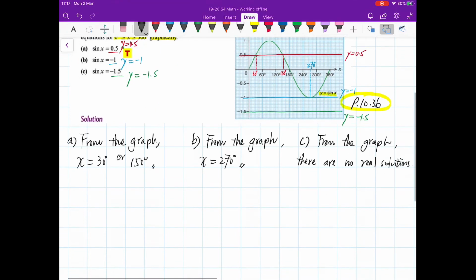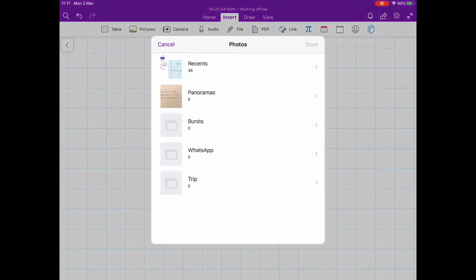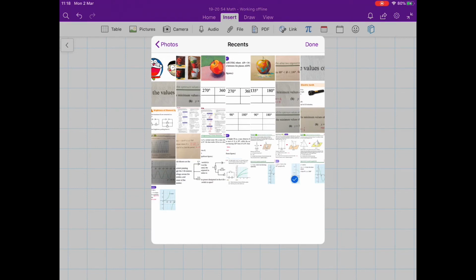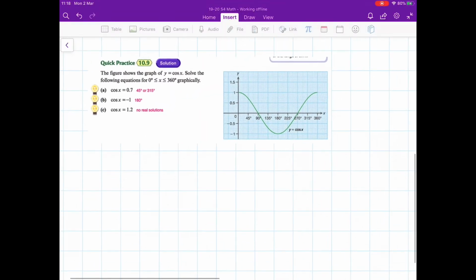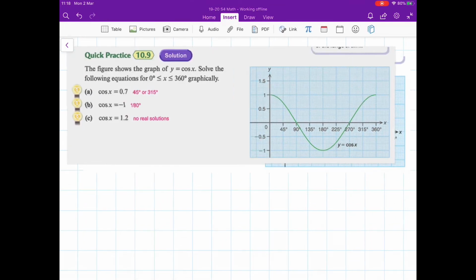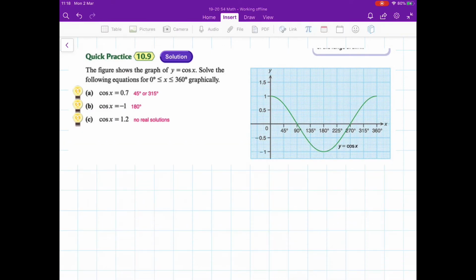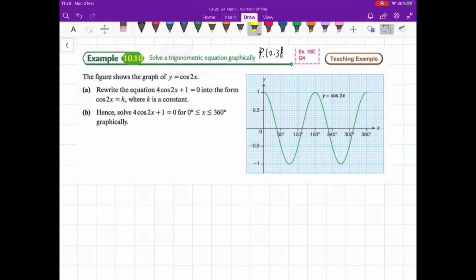Okay, so now you can do a quick practice for me. Okay, so now please help me to finish quick practice 10.9. So now let me give you another example, which is example 10.10 in your textbook, page 10.38.